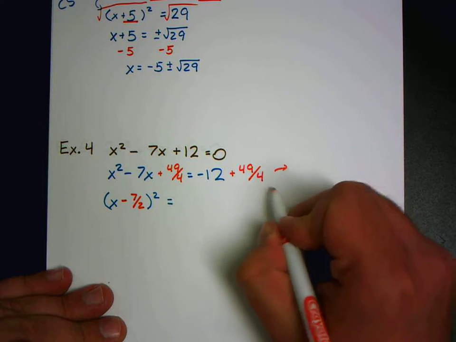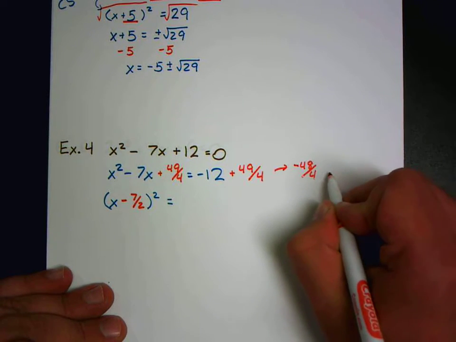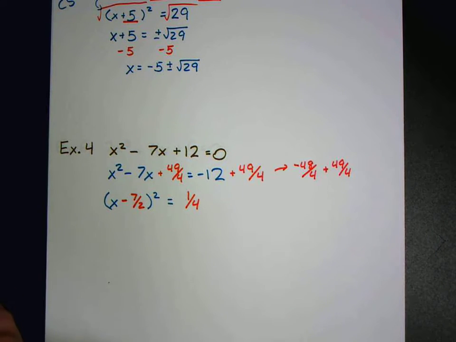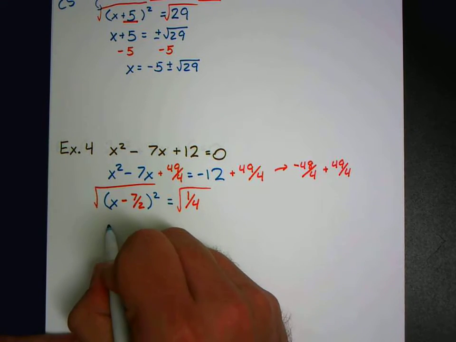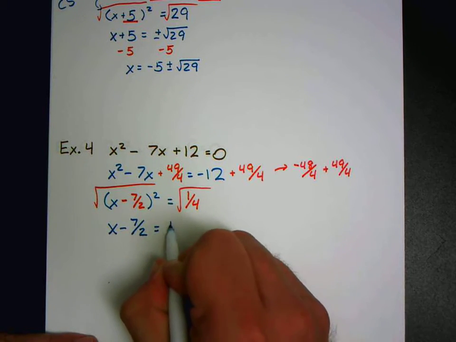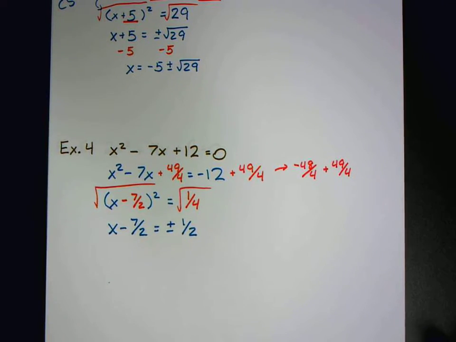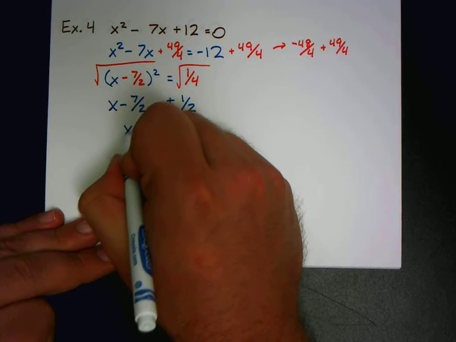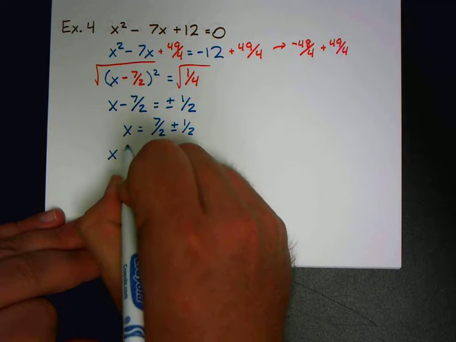Okay, let's see. To add that, I need to change that into fourths. So negative 12 would be negative 48 fourths plus 49 fourths is 1/4. Okay, square root both sides. Okay, add 7 halves to the other side. So x is going to equal, this gives me 2 answers.